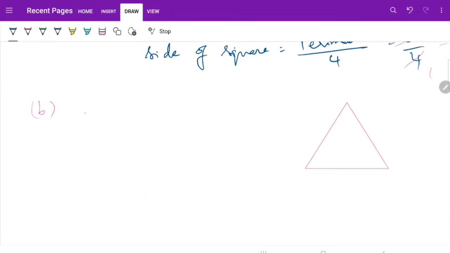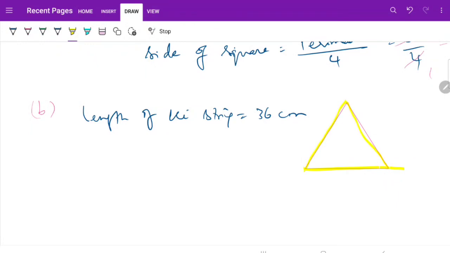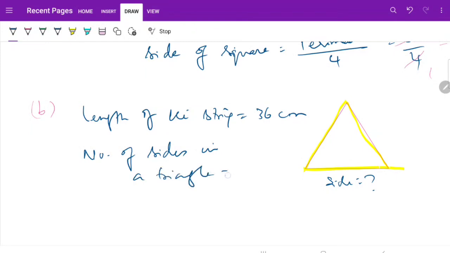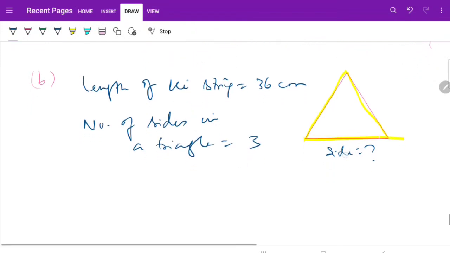Here given length of string, we will start with the length of the string. Length of the string is equal to 36 centimeter. Means using this 36 centimeter, this triangle is prepared. That means if you add the three sides, it is 36 centimeter. Then what about the length of one side? For example, if this is one side, then how much we need to find? So here we have number of sides. How many sides are there in a triangle? In a square we are having 4 sides, in a triangle we are having 3 sides.